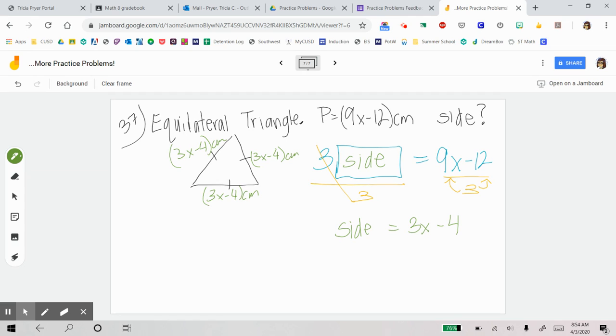If you wanted to double check and see if that was correct, you could. You could check it by adding them all together, 3x minus 4, 3x minus 4, plus 3x minus 4, and seeing if that equals the perimeter. Negative 4 plus negative 4 plus negative 4 is negative 12. 3x plus 3x plus 3x is 9x. So that checks out. So that means every side is 3x minus 4.